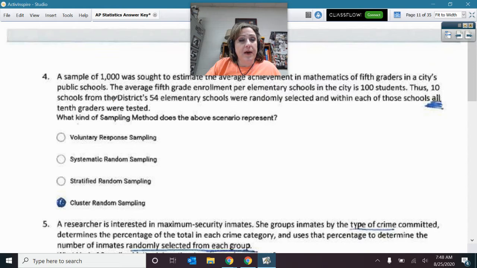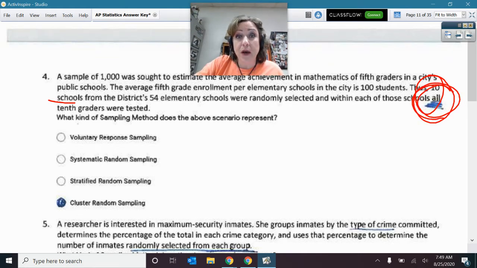Now, next, again, this was a situation where they selected 10 of the schools, okay? And then they did all of the 10th graders. Oh, it should have been 5th graders at those schools, okay? So what that says is they are clusters because once they picked it, they sampled all of them, okay? But they did several elementary schools. It doesn't have to be just one cluster that's chosen. It could be several clusters, but the key is when you choose a cluster, you sample all of them, okay?